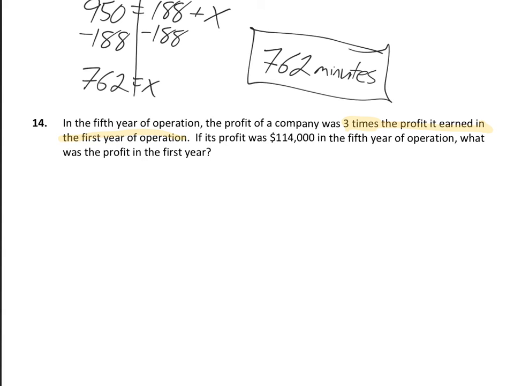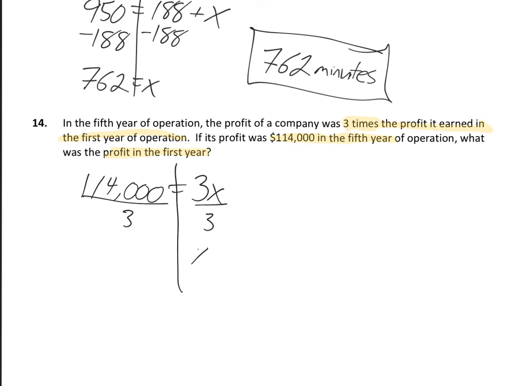If the profit was $114,000 in the 5th year, what was the profit from the first year? Okay, so thinking about this, we know that we made 114,000 equals 3 times the profit of the first year, but we don't know the first year, so I'm just going to say 3x. Okay, so let's just go ahead and solve this. So we're going to divide both sides by 3. So x equals $38,000.